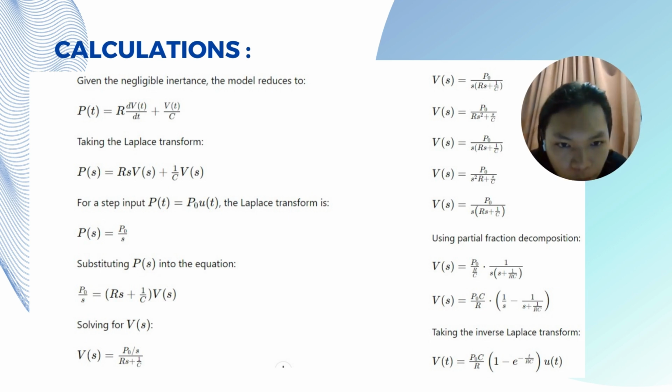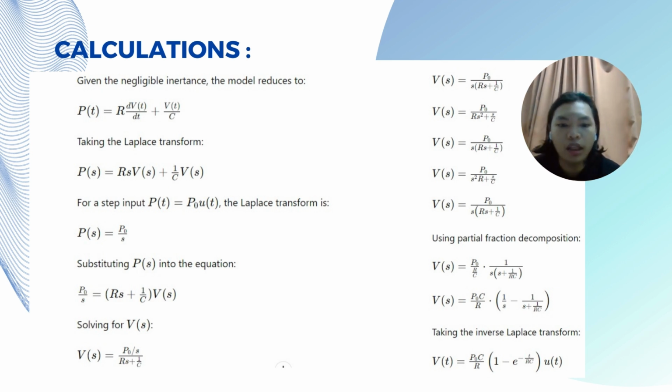We separate the P initial and P initial RC, and the 1 over S times S plus 1 over RC. After the partial fraction decomposition, we get V(s) equal to P initial C over R times 1 over S minus 1 over S plus 1 over RC. Okay, now we take the inverse Laplace transform. After using the partial fraction, we invert the Laplace transform, and we get V(t) equal to P initial C over R times 1 minus e to the power of minus t over RC, times U(t).